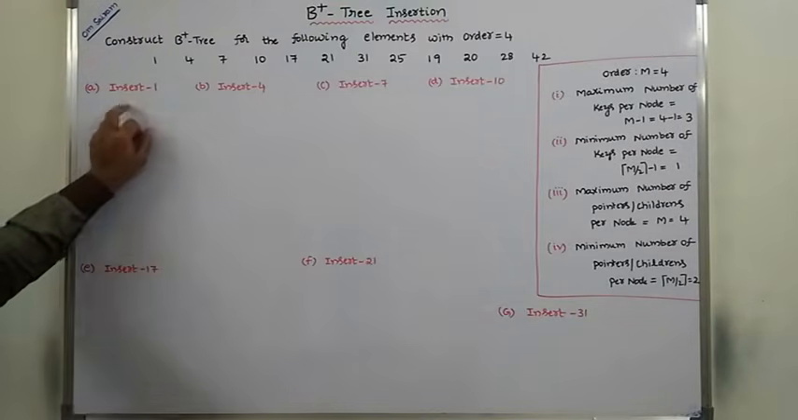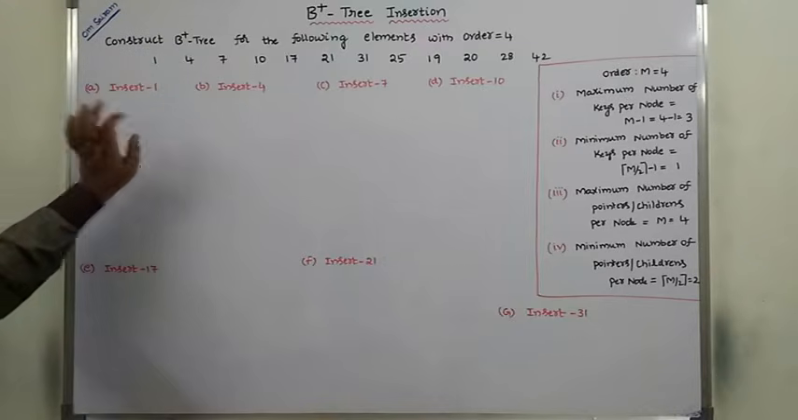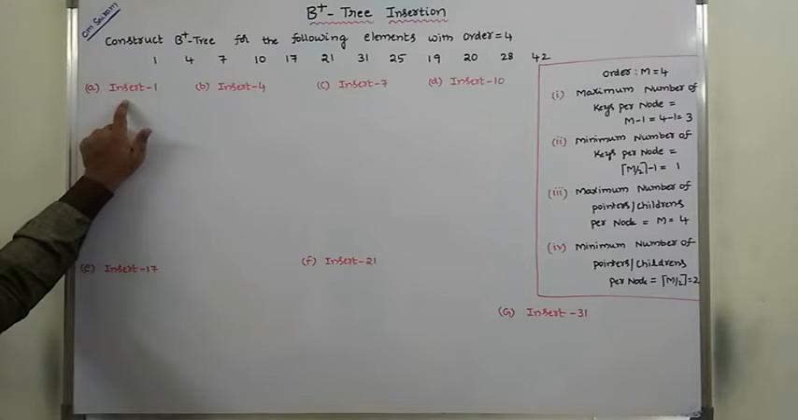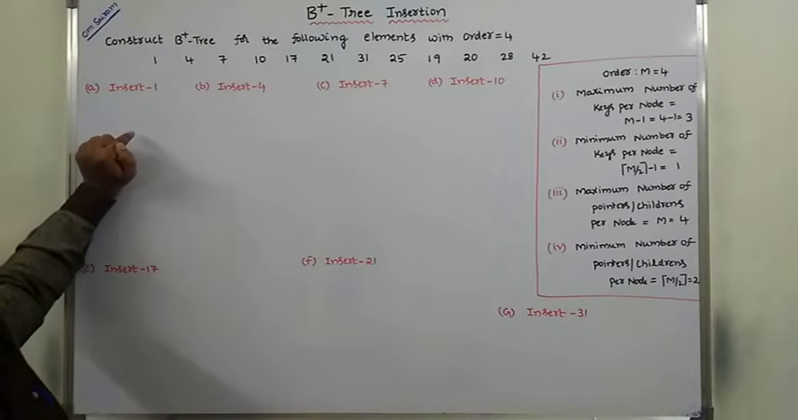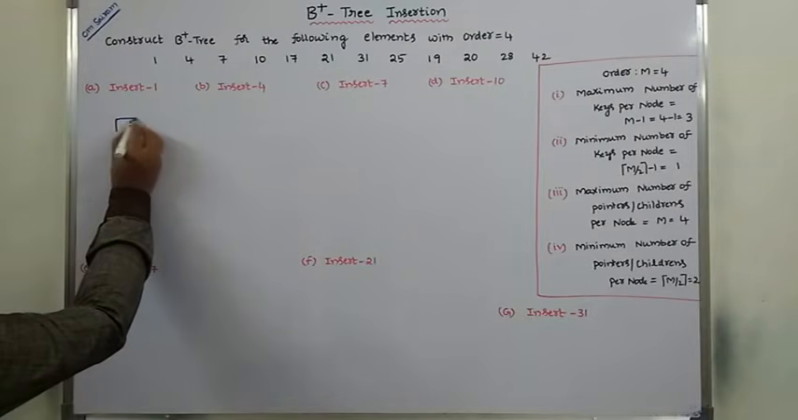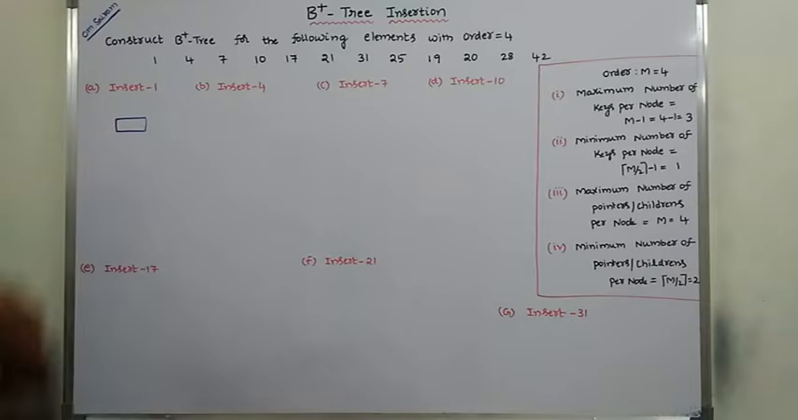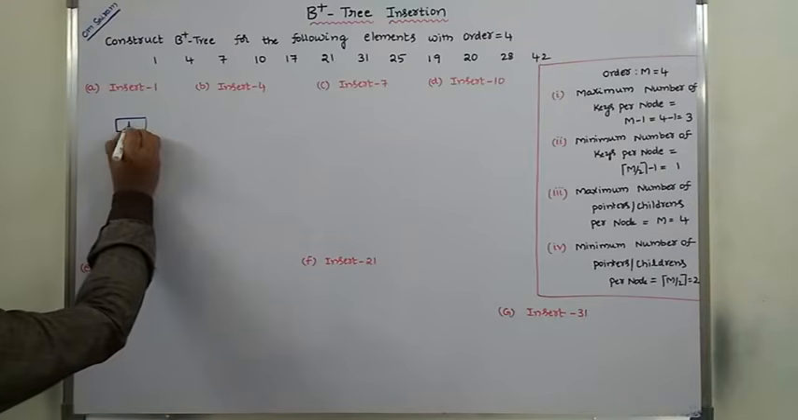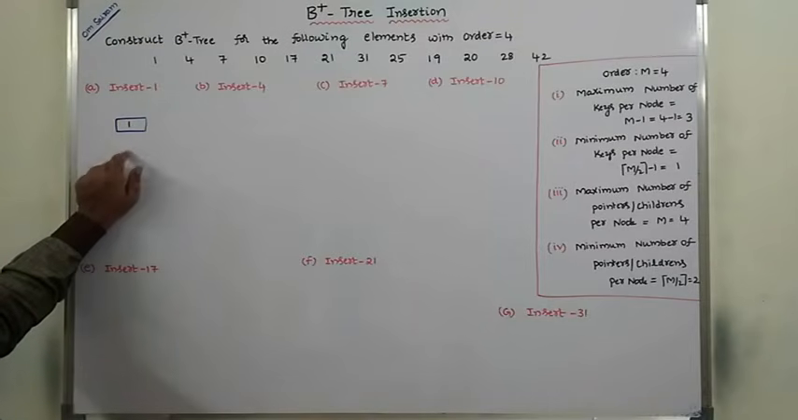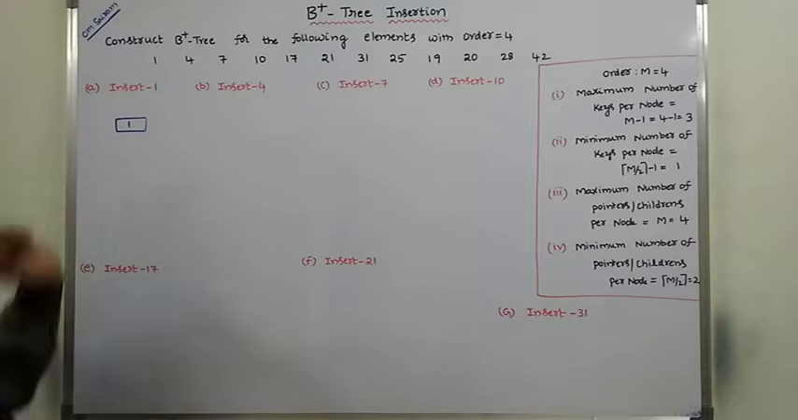So first element, insert 1. Before inserting 1, initially the B plus tree is empty. Whatever the first key element inserted into the B plus tree, that node is the root node and the first node. So initially the B plus tree is empty, so we have to create a node and insert the key element 1. Now the B plus tree contains a single node that contains the key element 1.